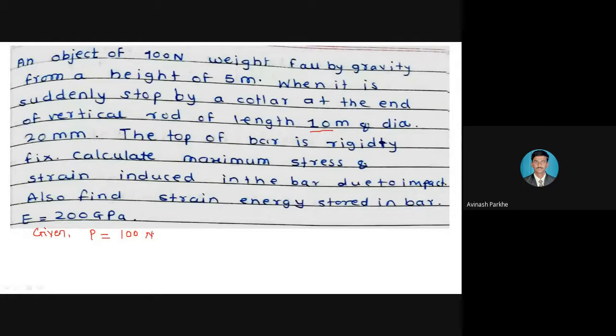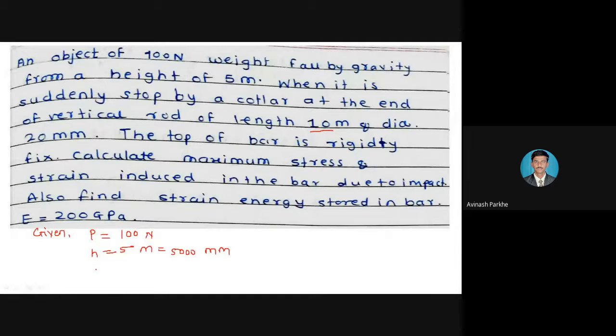Already the value is given in Newton, so there is no need to go for the conversion. Then that weight is falling by a certain height, and that height is given. How much height is given? Capital small h is equal to 5 meter. 5 meter is equal to 5000 mm. Height is given.